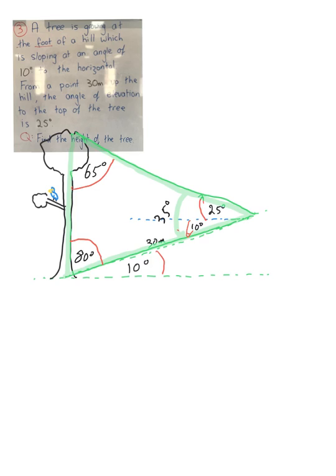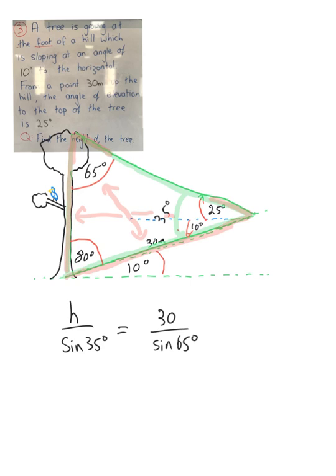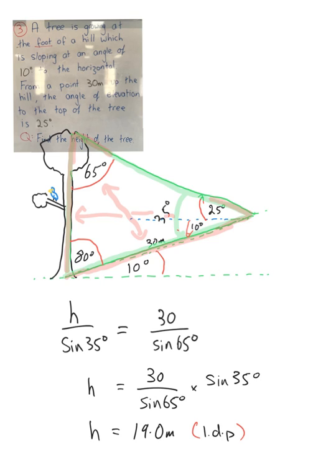Okay, so we want to find the height of the tree, so we want to find its distance. If we're going to use the sine rule, we must know the angle opposite, which we do. We do know the 30 meters, and we know the angle opposite that. So here's my side-angle pair, and another side-angle pair where I want to find one of the values. So I can go ahead and use my sine rule. So h, the height of the tree, divided by sine of the angle opposite, equals 30 meters divided by sine of the angle opposite, and solving for h gives me 19 meters to 1 decimal place.